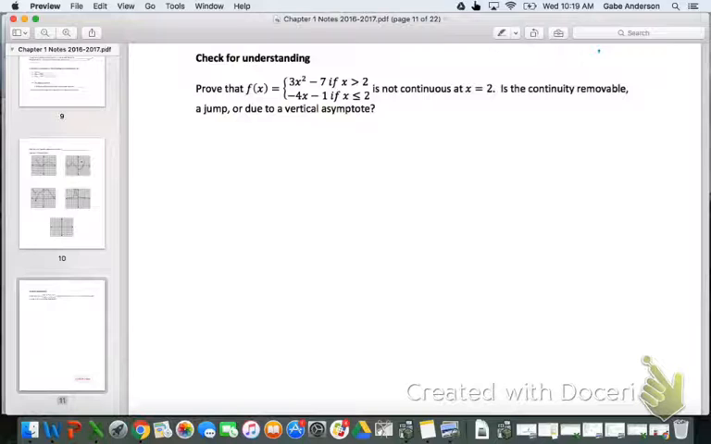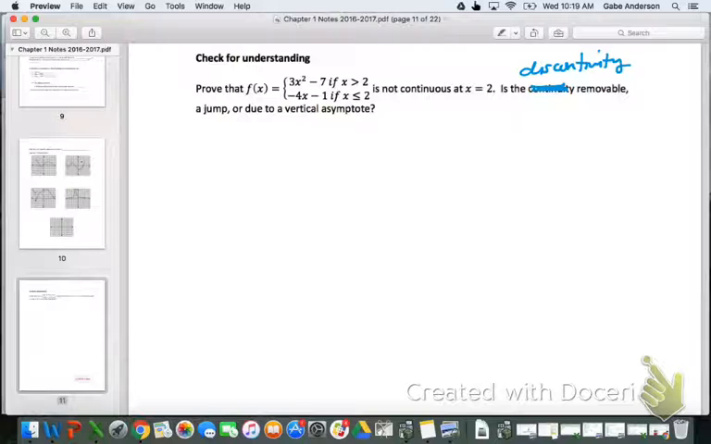So this question, checking for understanding here, says, prove that this function here, f of x, is not continuous at 2. It wants us to classify that discontinuity. It's a little typo there. I should say discontinuity. As removable or a jump or due to a vertical asymptote.